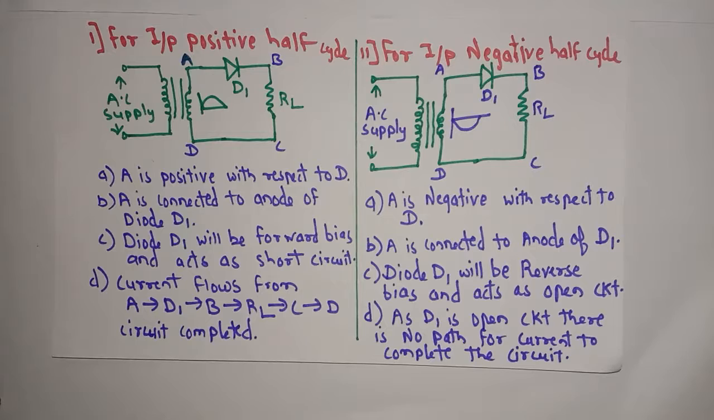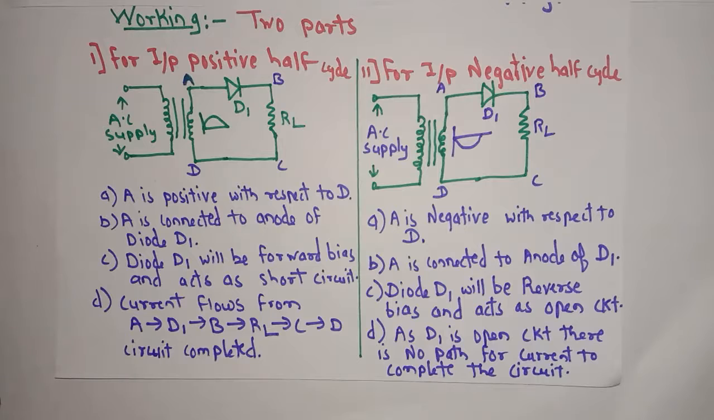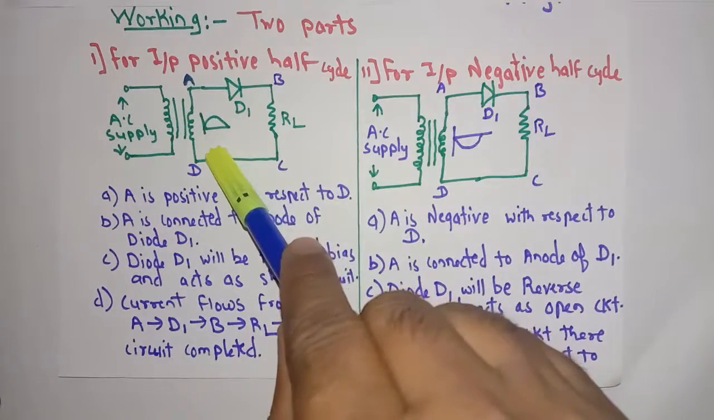Now we will see the working of the half wave rectifier. The working is divided into two parts: first for the input positive half cycle and second for the input negative half cycle. Now we will see the first case. When a positive half cycle is being applied, A is positive with respect to D.